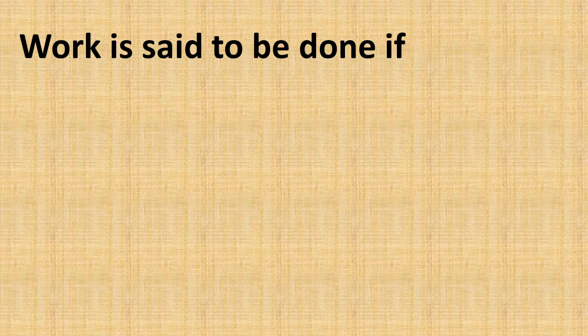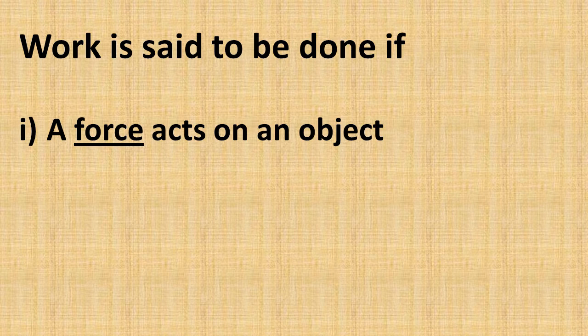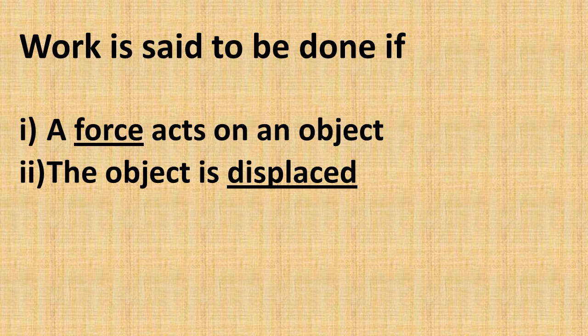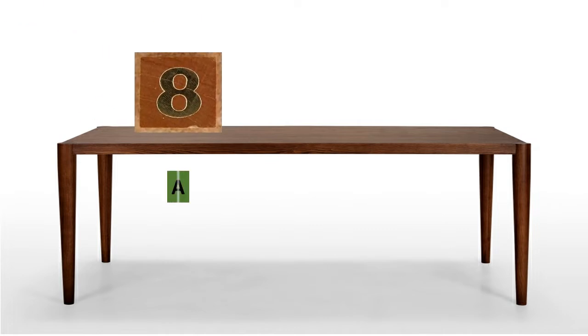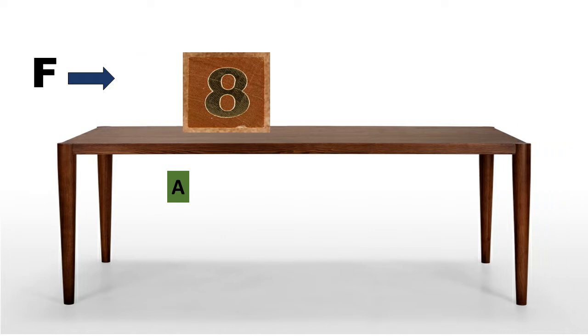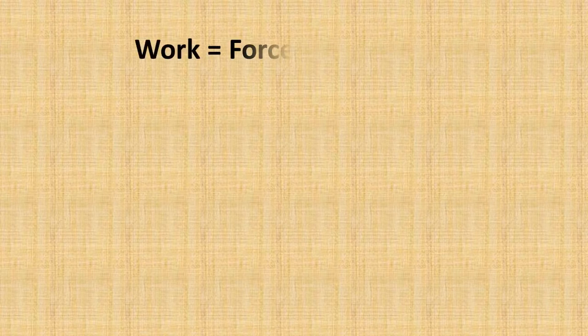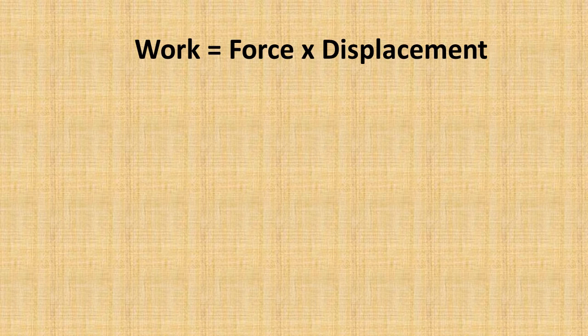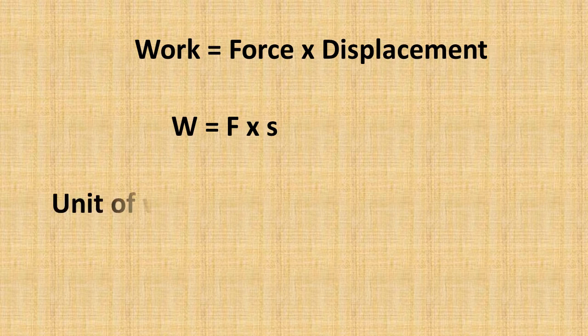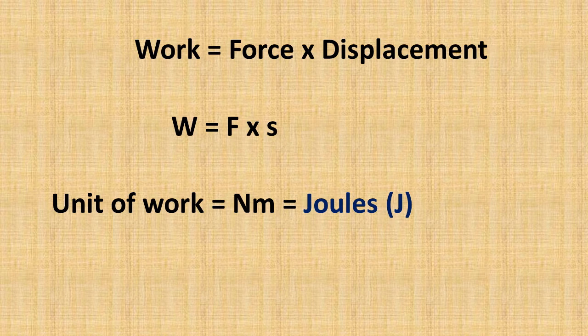So, by definition, work is said to be done if a force acts on an object and the object is displaced. Now, if we recall our previous examples, in the last two scenarios, the object doesn't move. That means work has not been done on the objects. Now, let's consider an object at position A. When a force F is applied on an object, it moves by distance s to reach position B in the direction of force applied. So in order to find out how much work has been done, we use this formula. Work equal to force into displacement, that is W is equal to F into S. And the SI unit of work is Newton meters or joules.